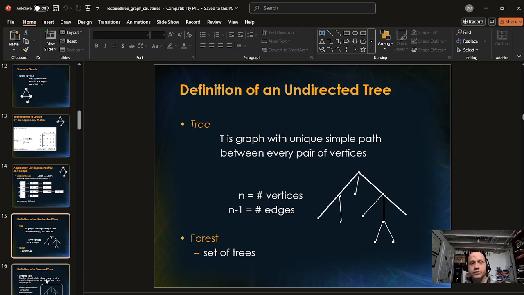So, definition of an undirected tree. A tree T is a graph with a unique simple path between each pair of vertices, and n is equal to the number of vertices, and n minus 1 is the number of edges. Here, the forest exists as a set of trees. So here we make the comparison between the graph and the tree, and at the end of the day, of course, the tree is a restricted graph. So there's no difference between the two, with the exception that a tree has obviously more restrictions.